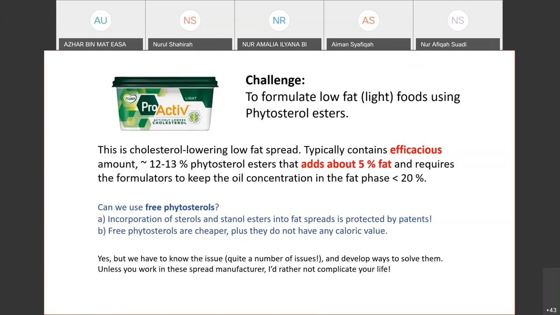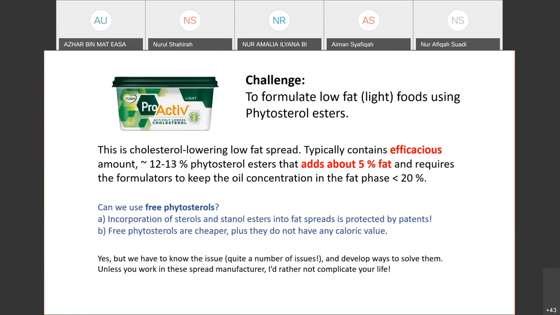This is a cholesterol-lowering low-fat product example, Proactiv Flora. It actively lowers cholesterol. It is light and contains clinically proven phytosterol. So there is a very strong branding proposition there. In order to make it efficacious, remember the FFC definition. It has to be defined as efficacious.